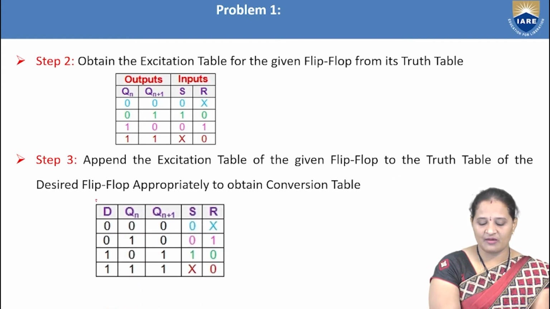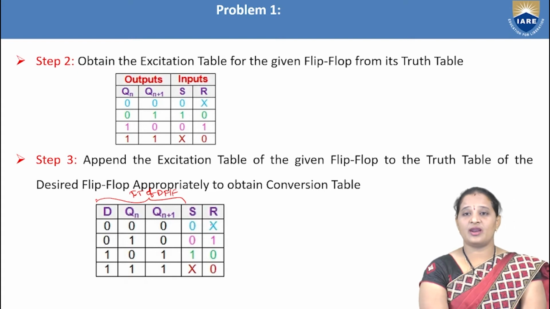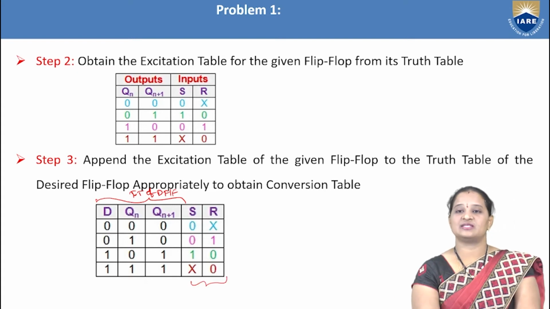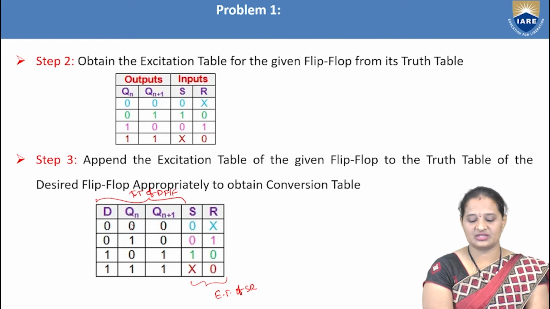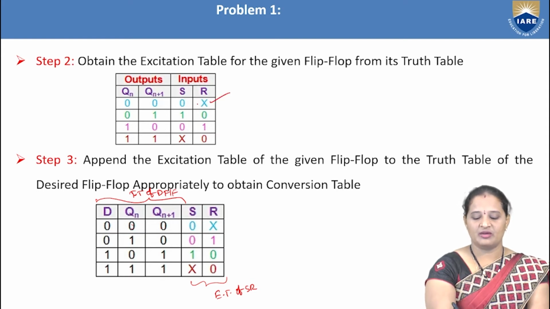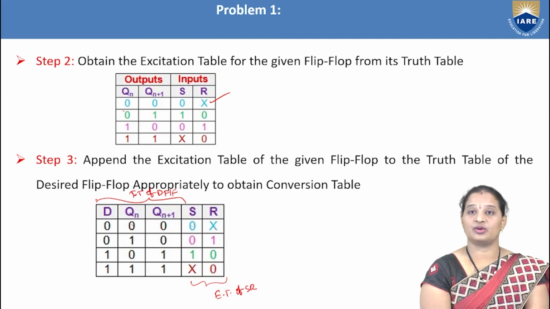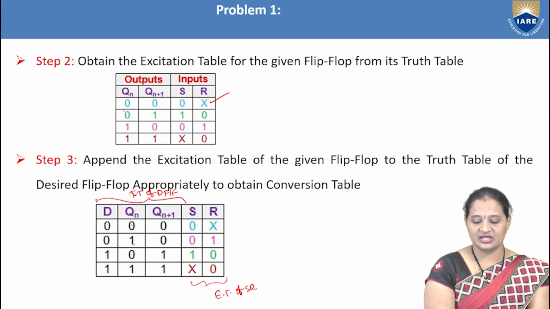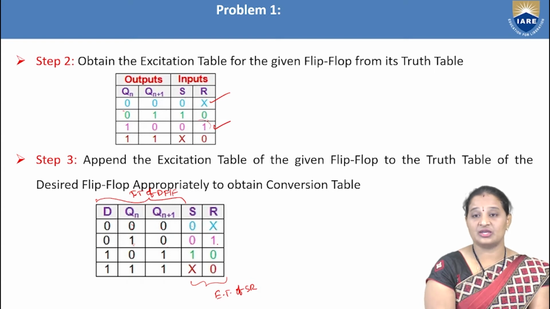So this is nothing but our truth table of the D flip-flop, and now we are appending the excitation table of the SR flip-flop. This is my excitation table of the SR flip-flop. So here the present state is 0, next state is 0. From this table, when the present state and next state are both 0, the S and R inputs are 0 and don't care. Next, the present state is 1 and the next state is 0. So the S and R inputs are 0, 1.